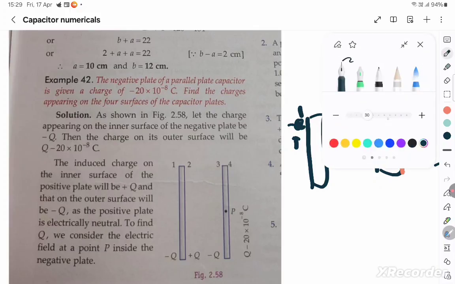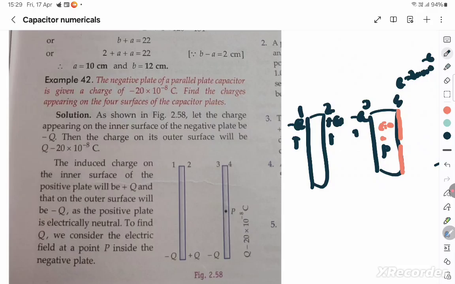And so now let's locate the point P. Due to this minus Q, the electric field is going to be terminating on the negative, and this obviously is a positive charge, so it's going to be emanating from the positive. This is going to be positive. And let's look at the negative plate here. This has got to be terminating in this, and this has got to be emanating from this positive surface.